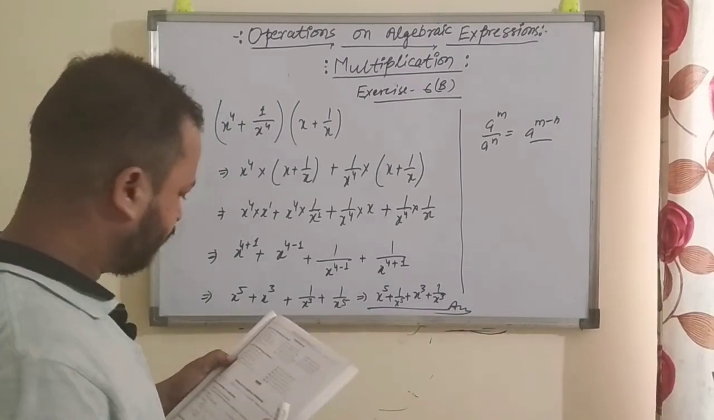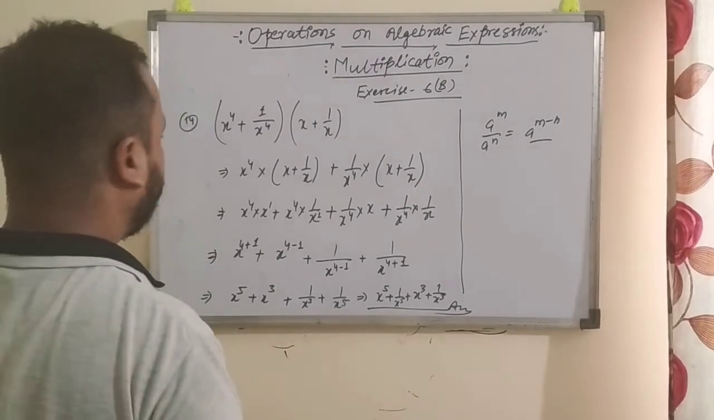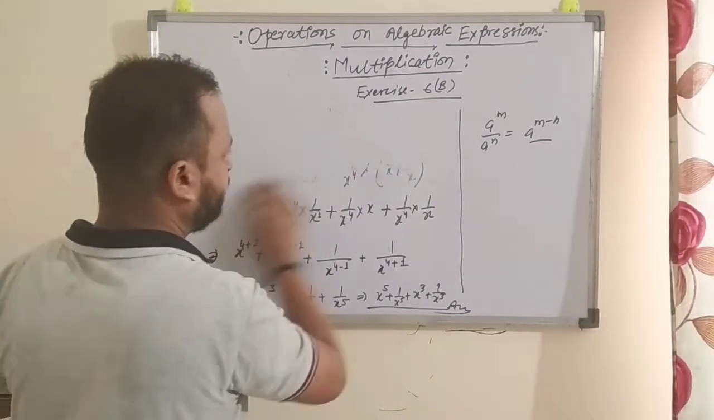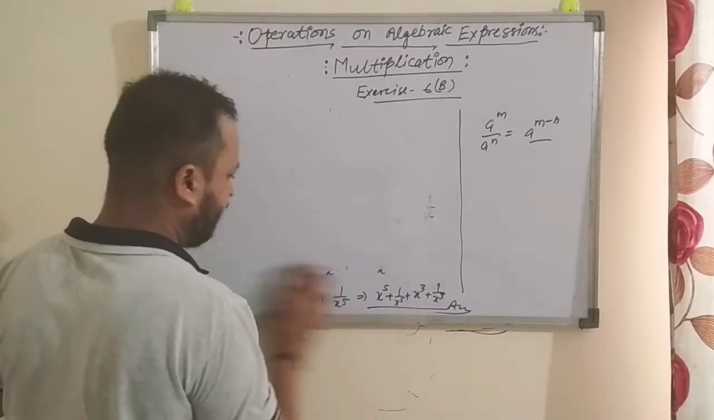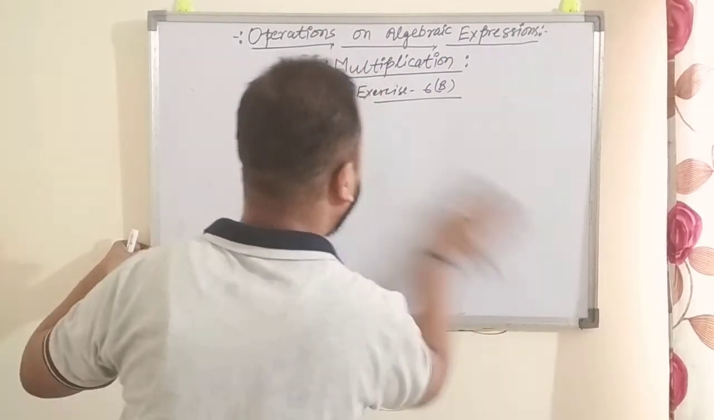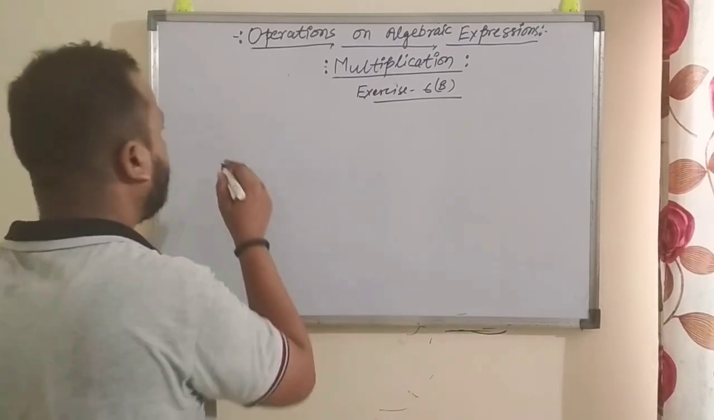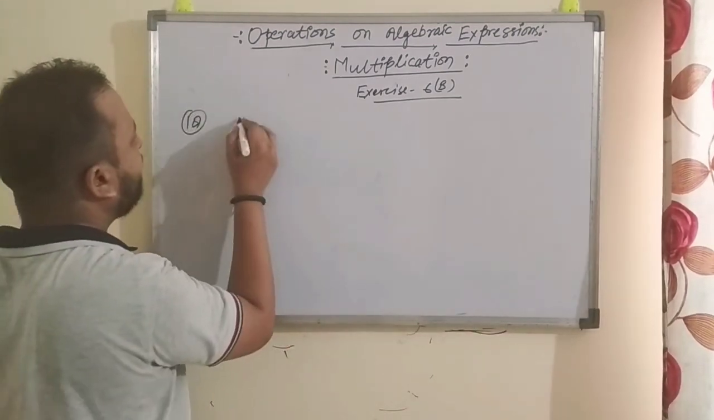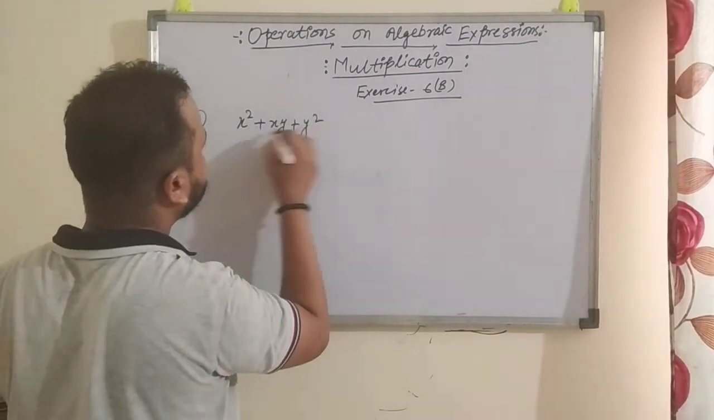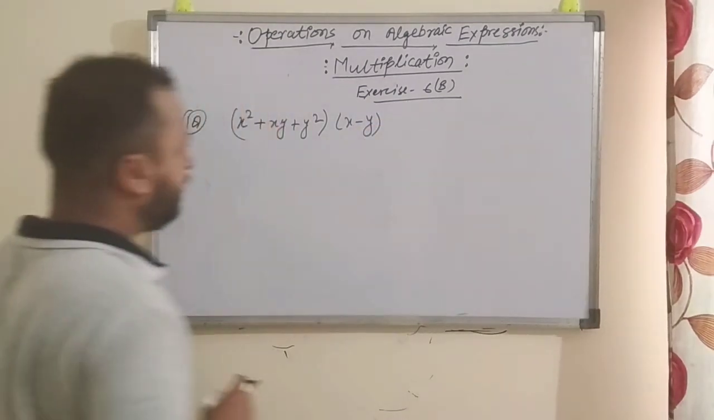One more question I am going to take. Question number 18, the last question for the discussion. Question number 18 is written as x square plus xy plus y square. It is being multiplied with x minus y, right?